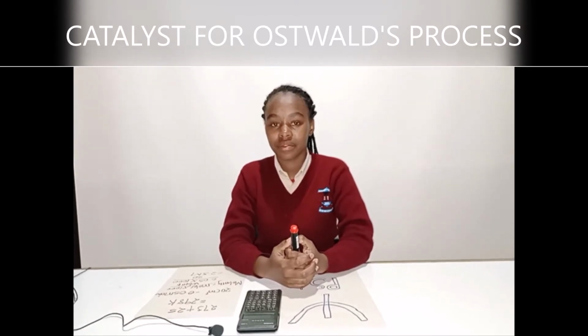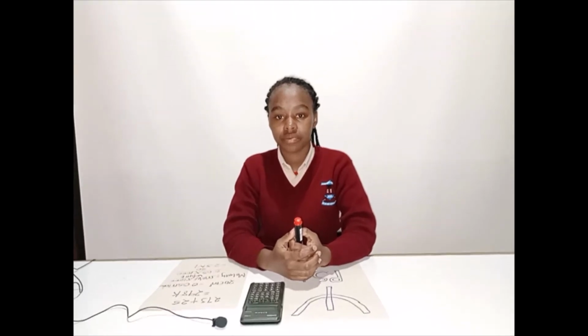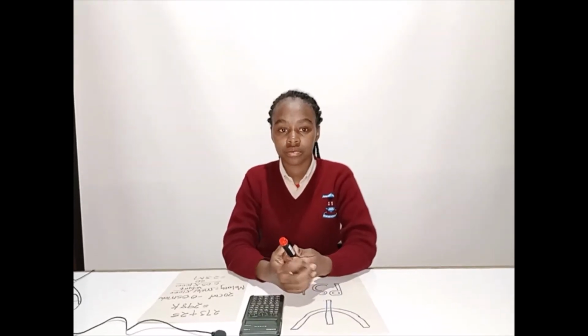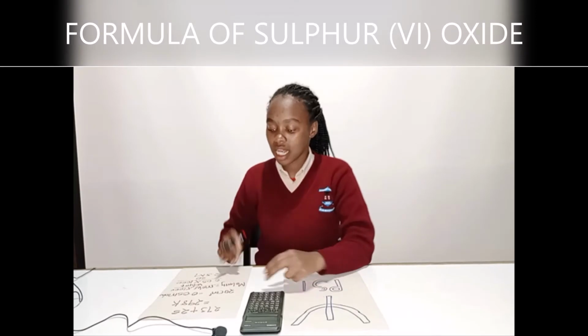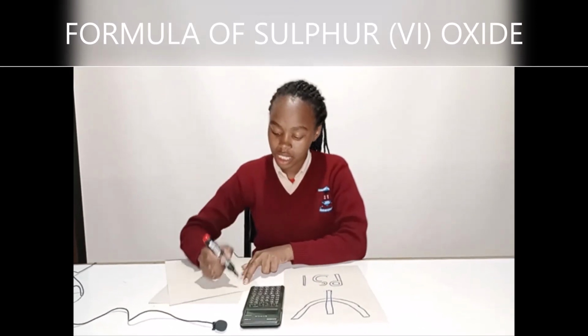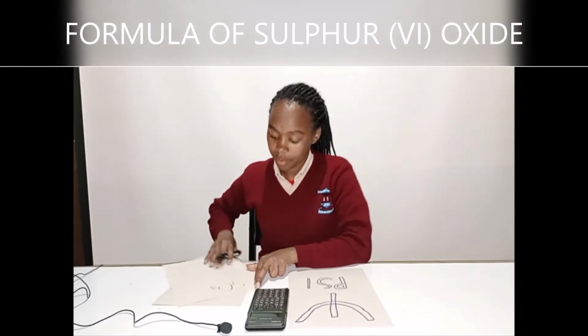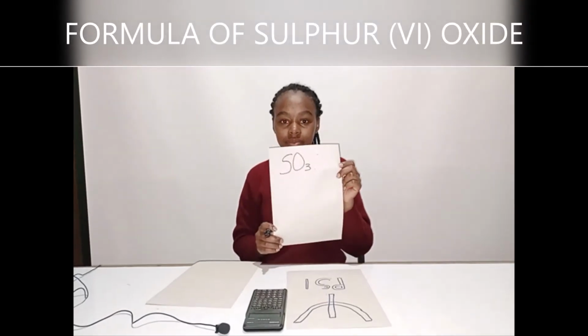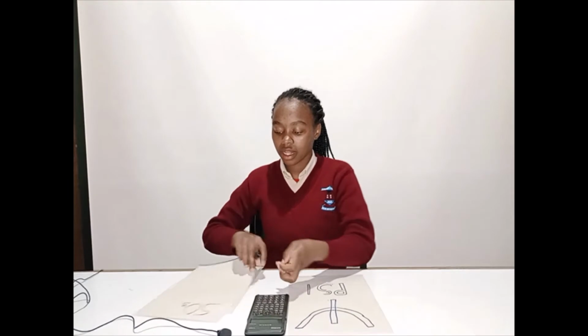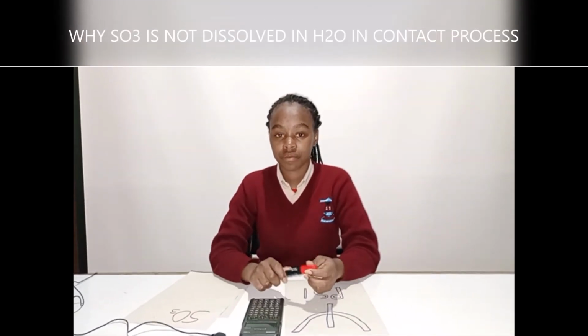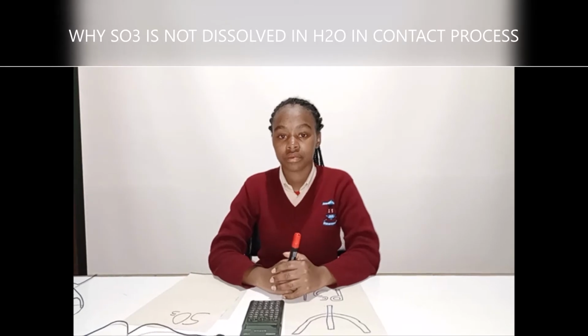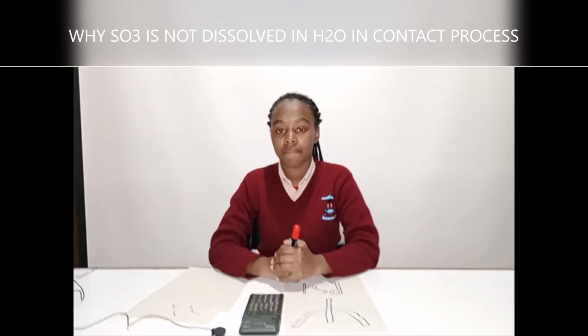Okay, it is a platinum that is anchored in rhodium. Okay, what is the formula of sulfur 6 oxide? Sulfur 6 oxide is SO3. Okay, display that. That one is very correct. Explain why sulfur 6 oxide is not dissolved directly in water in the contact process when you're making sulfuric 6 acid.